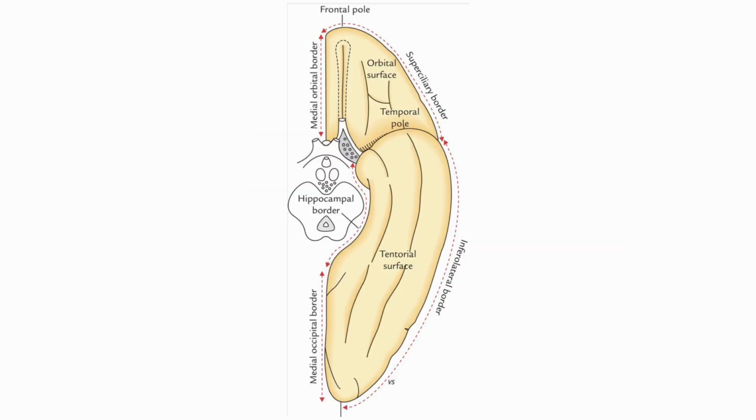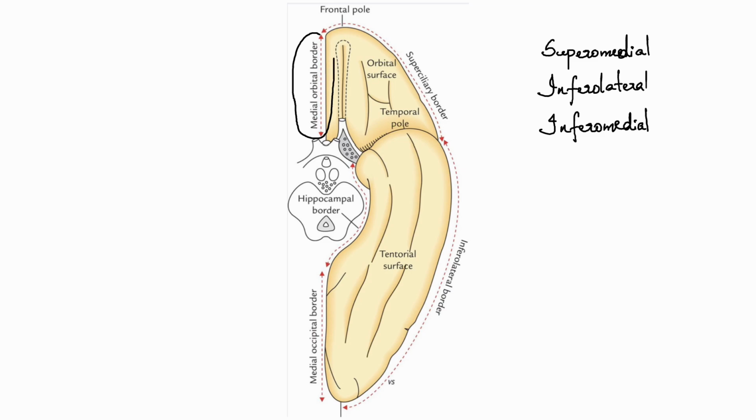These surfaces are separated from each other by different borders. There are mainly three borders: the superomedial border, inferolateral border, and the inferomedial border. The inferomedial border is divided into an anterior part which is known as medial orbital border and a posterior part which is known as medial occipital border.